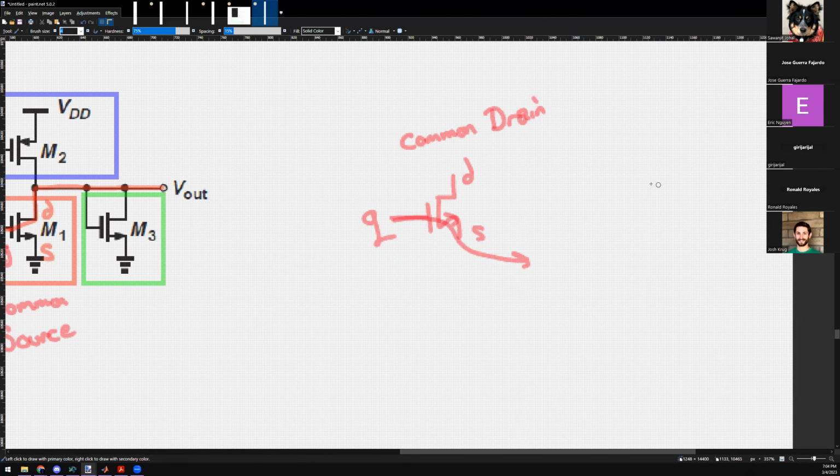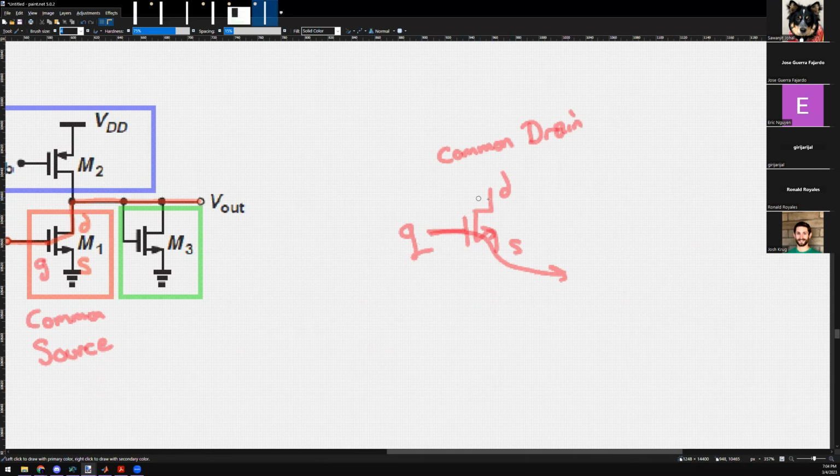It's the leg you don't touch. Suppose my input is to the source and my output is to the drain. What leg do I not touch? The gate, so it'll be common gate. Correct. Man, this is so much easier to remember than the way he taught it.